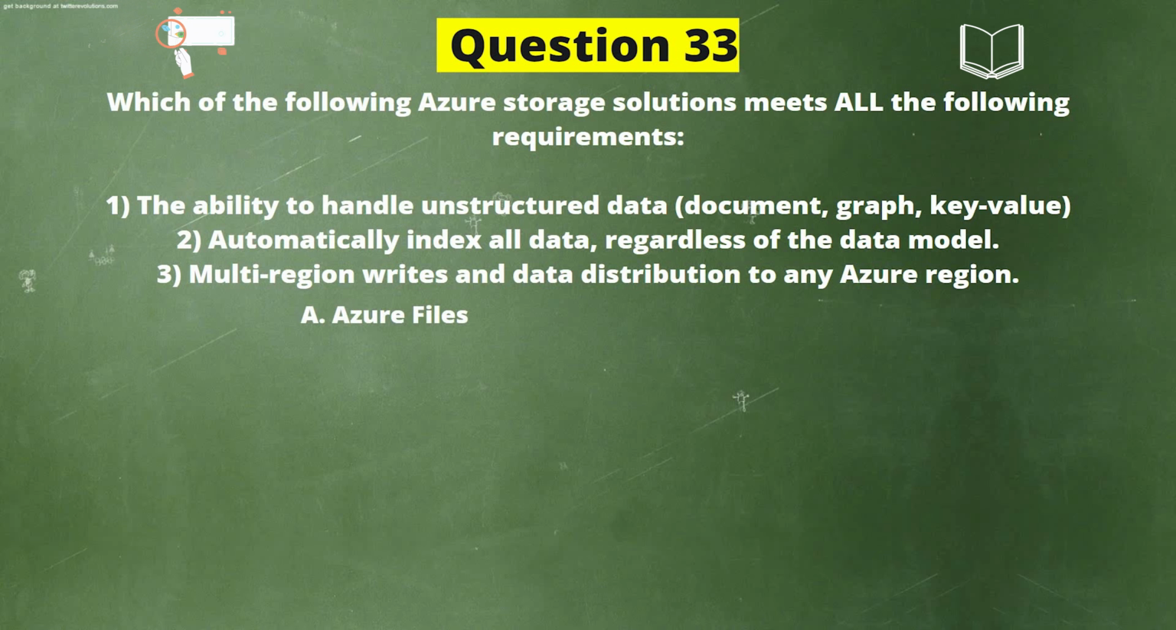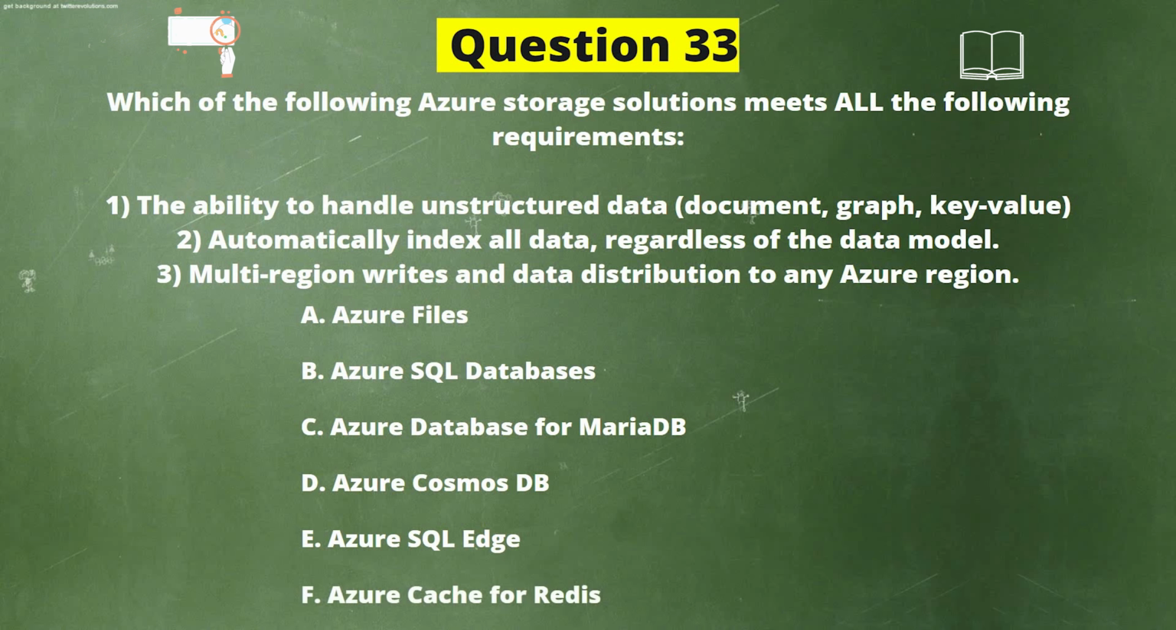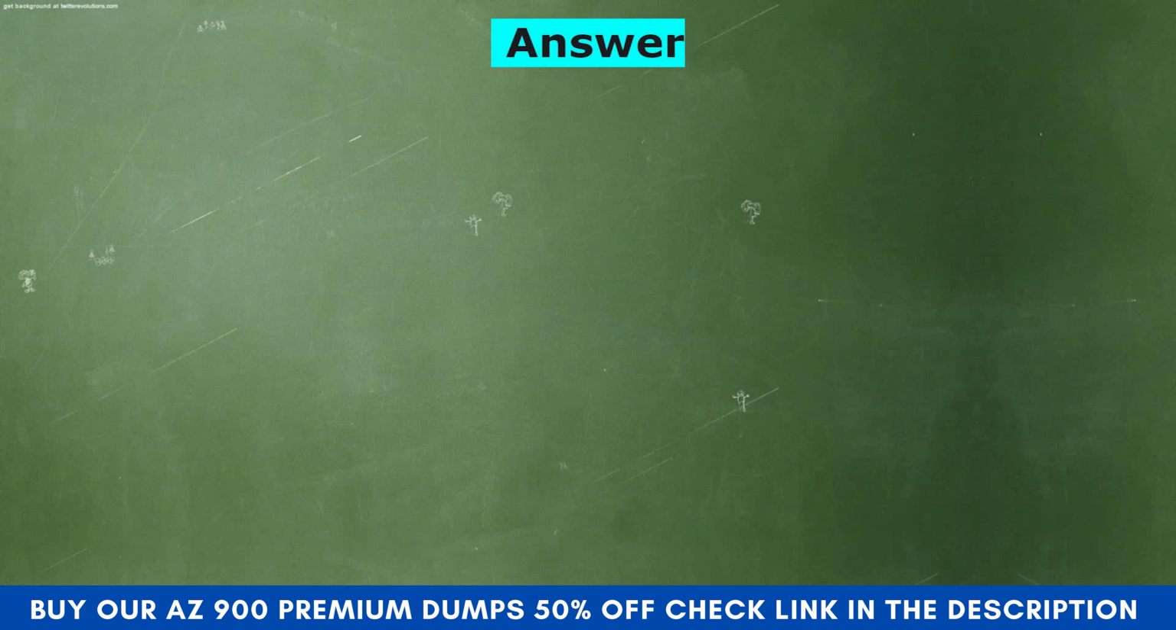Option A. Azure Files. Option B. Azure SQL databases. Option C. Azure Database for MariaDB. Option D. Azure Cosmos DB. Option E. Azure SQL Edge. Option F. Azure Cache for Redis. And the correct answer is option D.